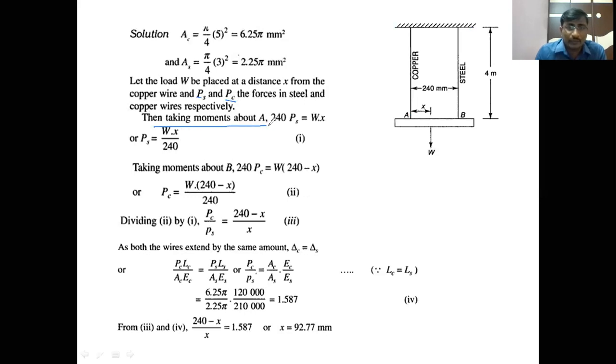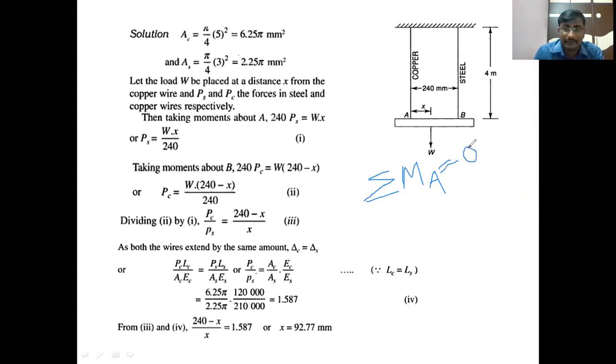Then, to find the position of the load X, we can take moments. One of the equilibrium equations is sigma M equal to 0. Here we take moments about point A: sigma M_A is equal to 0. It is one of the equilibrium equations. We have the equilibrium equations sigma Fx equal to 0, sigma Fy equal to 0, and sigma M equal to 0.